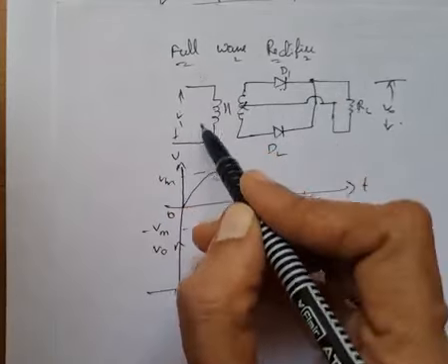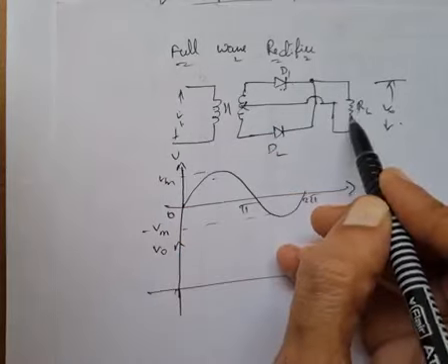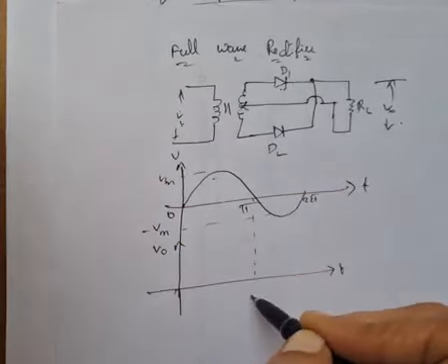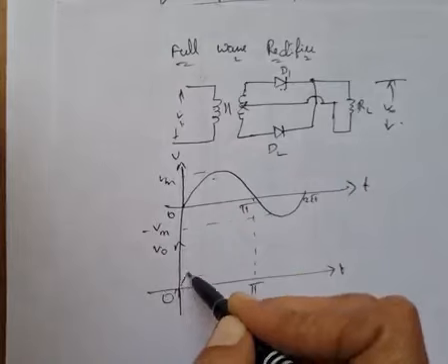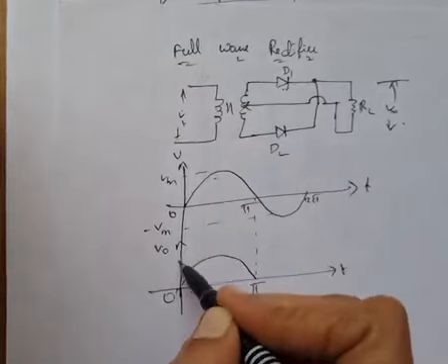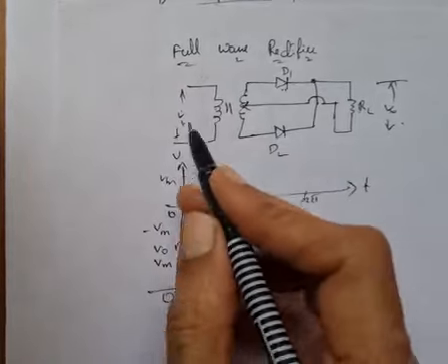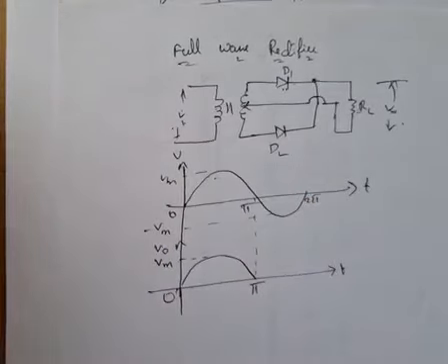So what is the voltage here? VI is equal to the voltage across RL. That means at pi, the voltage is up here like this. Same Vm: Vi is equal to the voltage across RL, that means Vm.